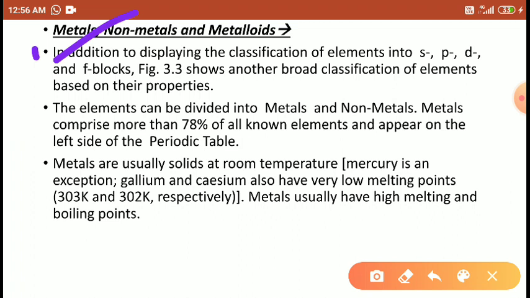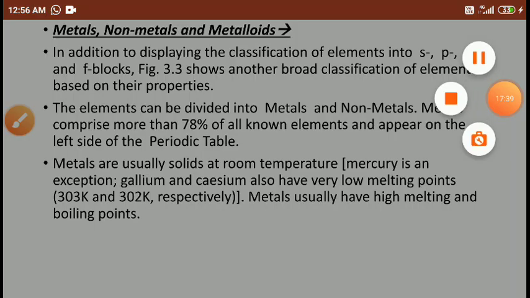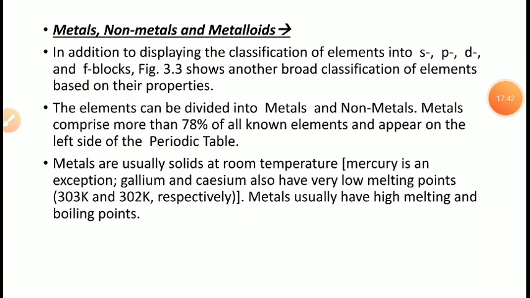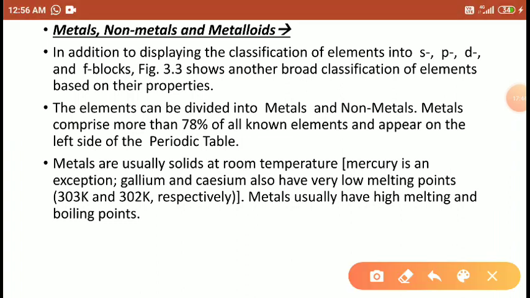Now metals, non-metals and metalloids. Metals, non-metals and metalloids occupy the s, p, d, f blocks of the elements, right? So elements are divided into s, p, d, f elements. Again, by their nature they are classified as metals, non-metals and metalloids. Three types they are classified. More than 78% of known elements appear on the left side of the periodic table.